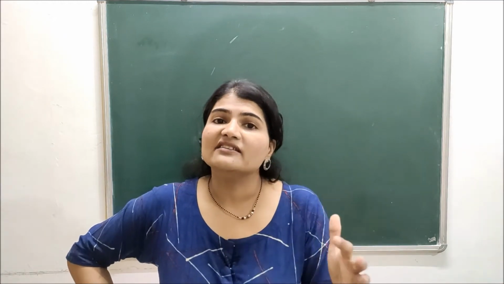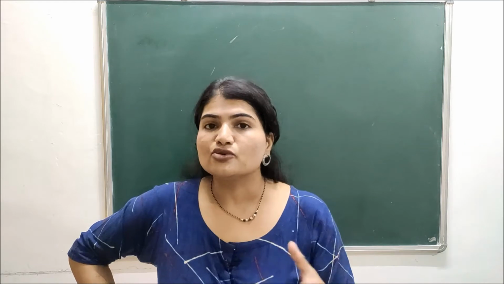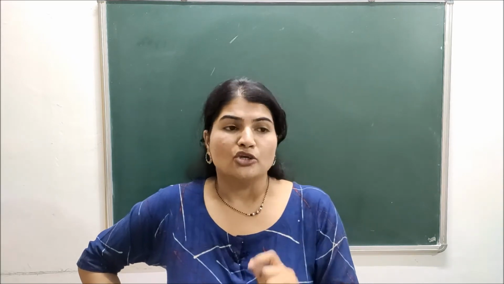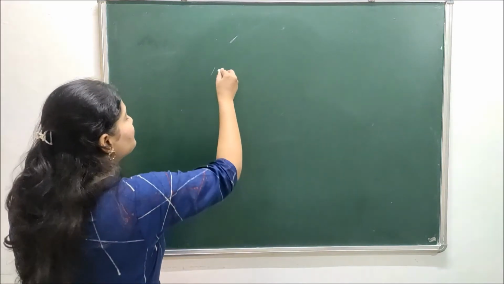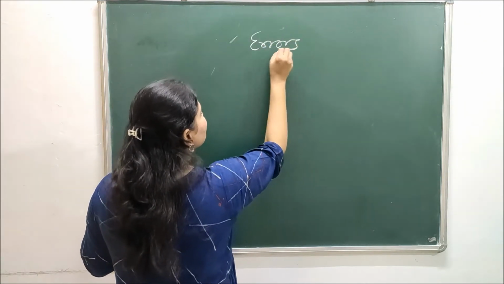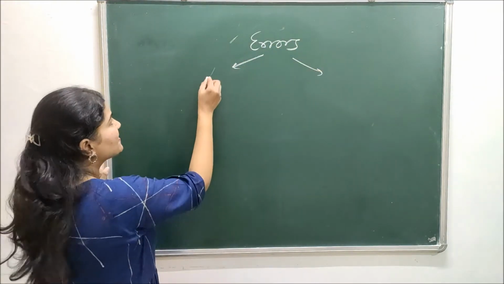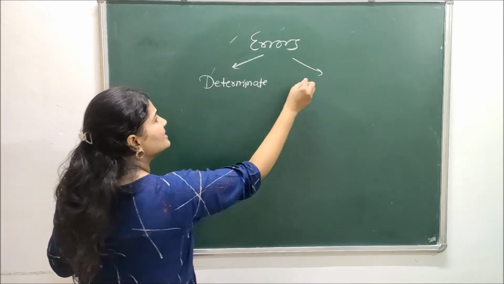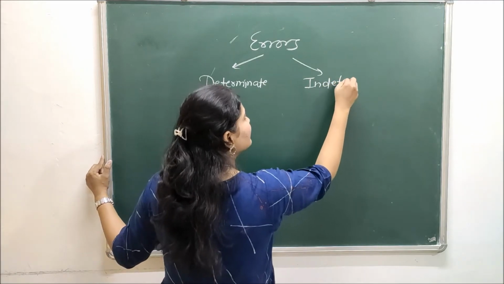Now why do errors arise? There are several sources of error. There are many different factors which are responsible for occurrence of error in a pharmaceutical analysis. But first we will study what are different types of errors which can arise in any analytical measurement. So basically errors can be classified into two major types. The first one will be determinate errors and the second one will be indeterminate errors.